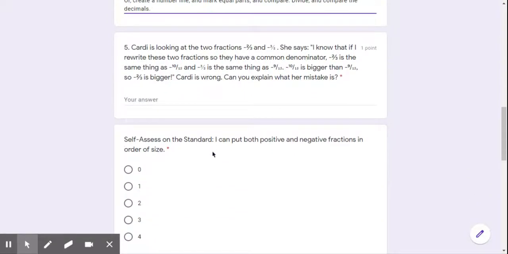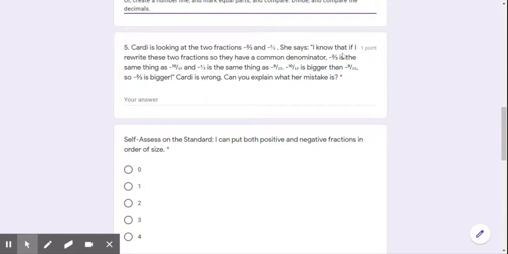Number 5, it says Cardi's looking at the two fractions, -2/3 and -3/5. She says, I know that if I rewrite these two fractions so they have a common denominator, -2/3 is the same thing as -10/15. That's true. And -3/5 is the same thing as -9/15. That's also true. And she says -10/15 is bigger than -9/15.